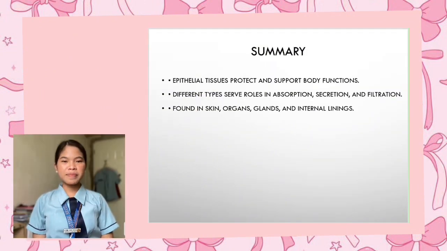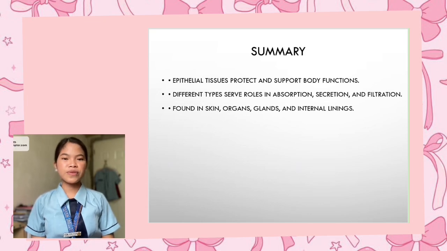So, to sum up, epithelial tissues might look different depending on their shape or the number of layers, but all of them serve vital functions like protection, absorption, secretion, and filtration. Without epithelial tissues, our body wouldn't be able to protect itself, absorb nutrients, or even release important substances properly. And that's the amazing thing about epithelial tissues. Small, simple, but essential to how our body works every day.